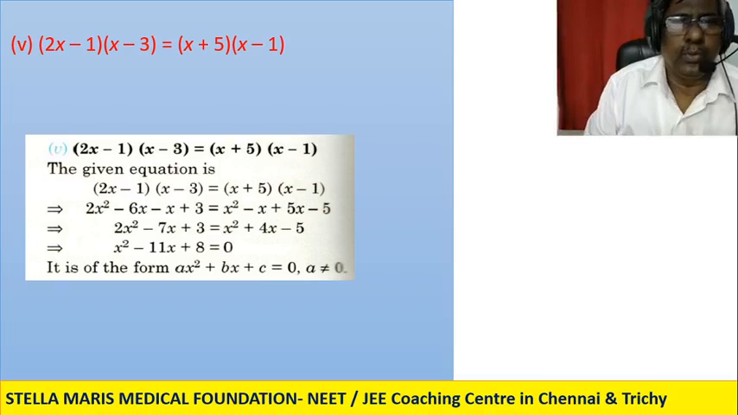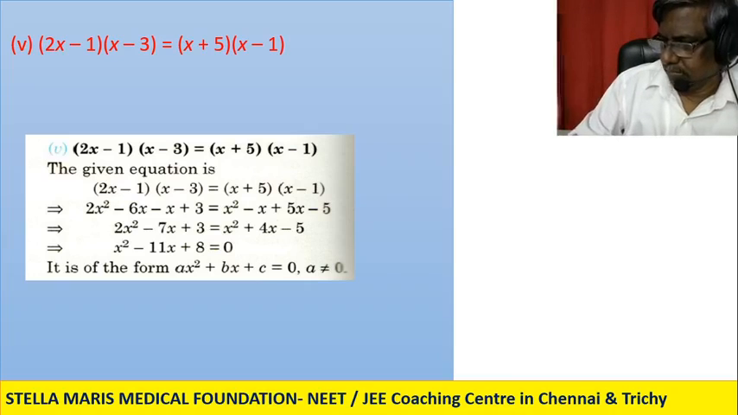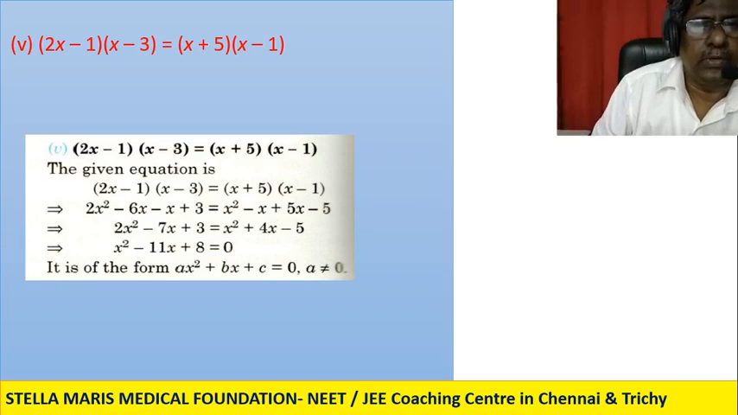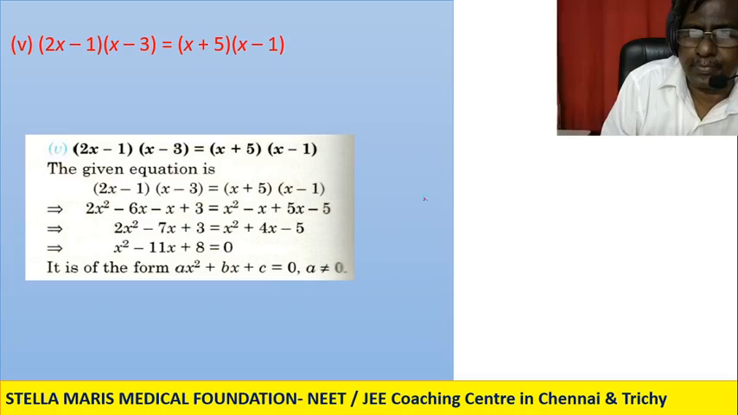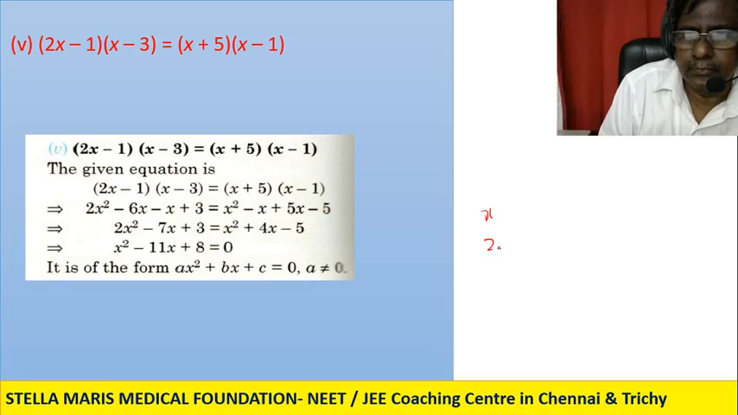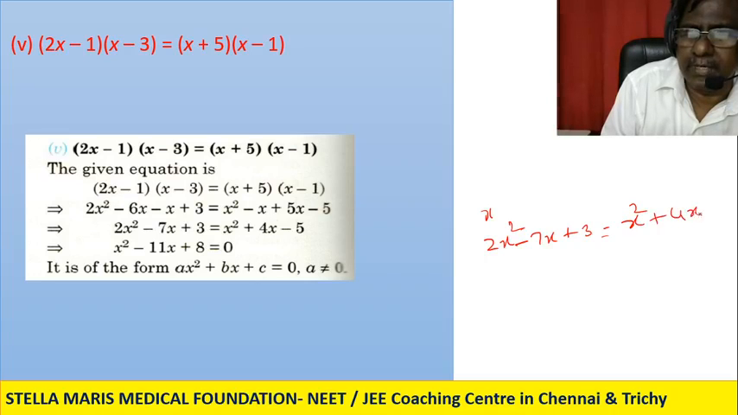See how it will be. If you multiply 2x minus 1 into x minus 3, it will be 2x square minus 6x minus x plus 3, which is equal to x square plus 4x minus 5 on the other side. Now here 2x square, minus 6x minus x will become minus 7x, plus 3. So 2x square minus 7x plus 3 is equal to x square plus 4x minus 5. So now I am arranging like this.